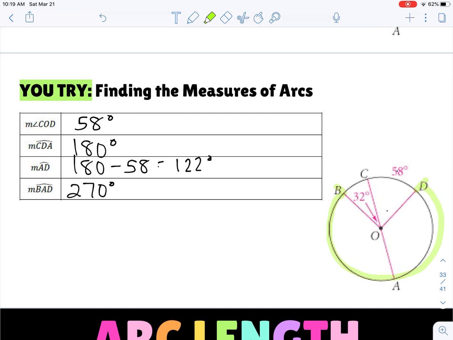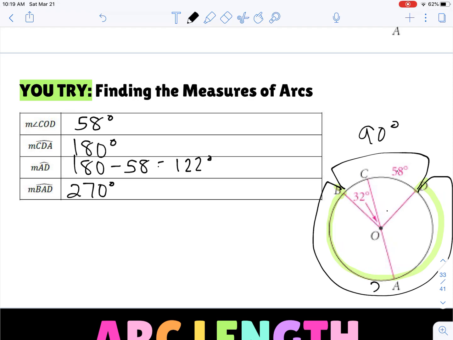We know 32 and 58 have already taken that up. 32 plus 58 would be 90. So from here to here is 90 degrees. Which means from here to here would have to be 270 because in a circle there's 360 degrees. We subtract 90 from that and we get 270. And that is it on arc measurement.